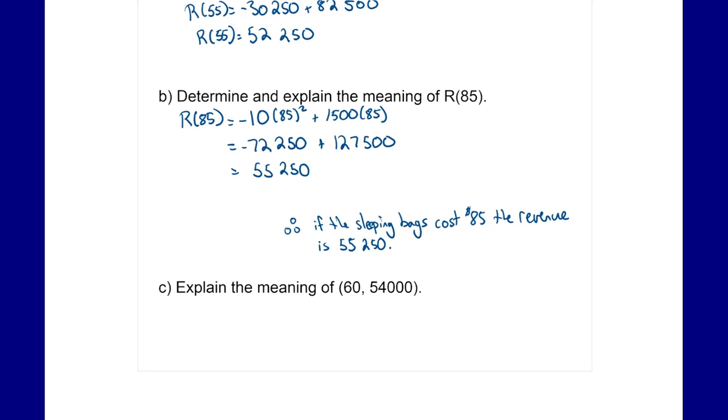Last example, C, explain the meaning of 60 and 54,000. So again, just what does this mean in the context? If we think of x and f at x, or x and y, we can think of this as, again, when the bags cost $60, the revenue is $54,000. So it's just basically, what does that point mean in the context of the situation?